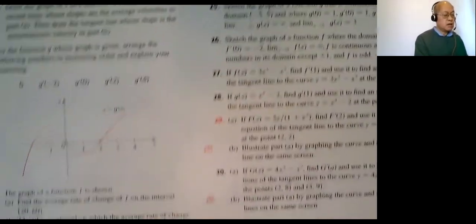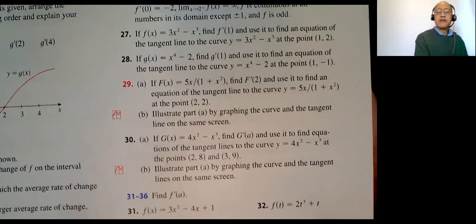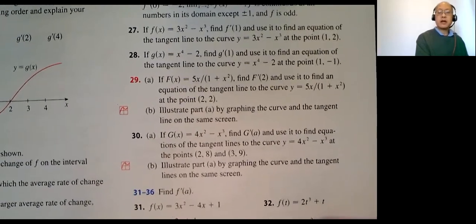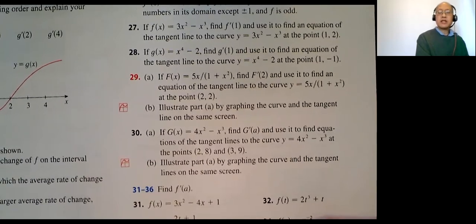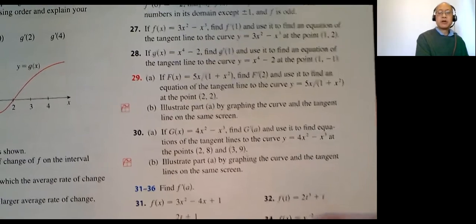2.729. Okay, it's another messy one. f of x equals 5x over 1 plus x squared. Find f prime of 2, 29. Use it to find the equation of the tangent line to the curve y equals 5x divided by 1 plus x squared at the point 2, 2.